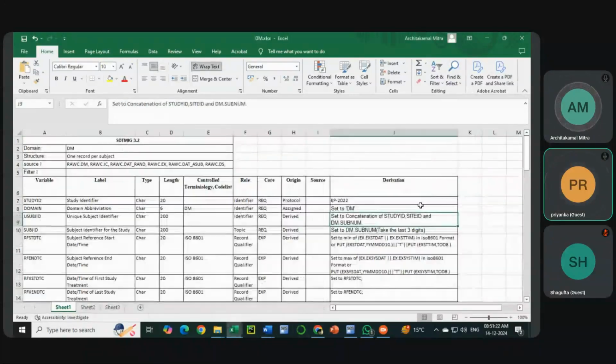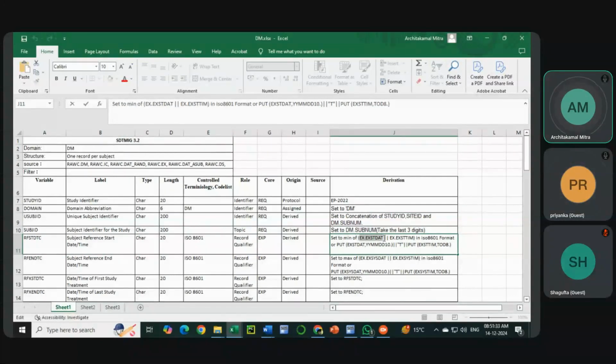Then after that, we have RFSTDTC. What is RFSTDTC? When the person first took the drug. It is the minimum of ex.exdat, so it's given how you will get it. Minimum of ex.exdat means there is an EX raw data set. From that you take this column, concatenate with this column which is also present in the EX data, and put it in ISO format. So these are the derivations.